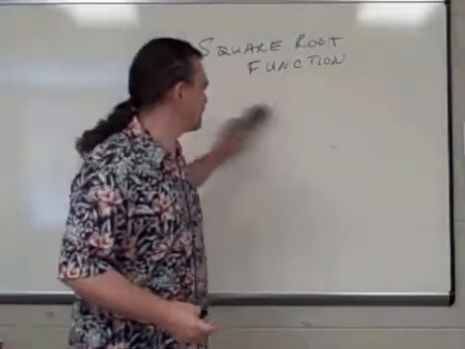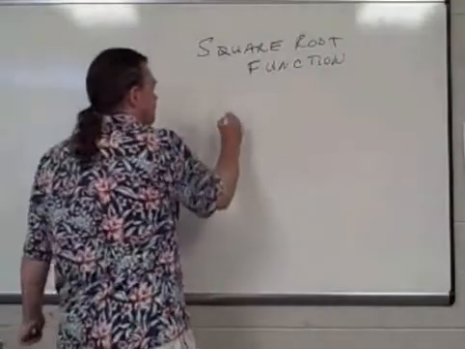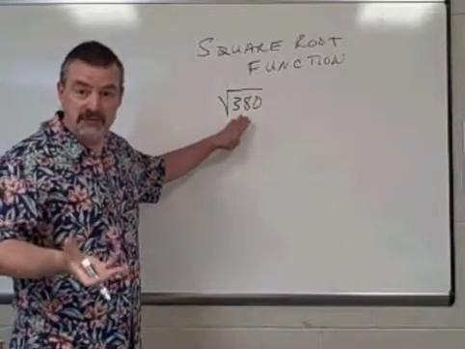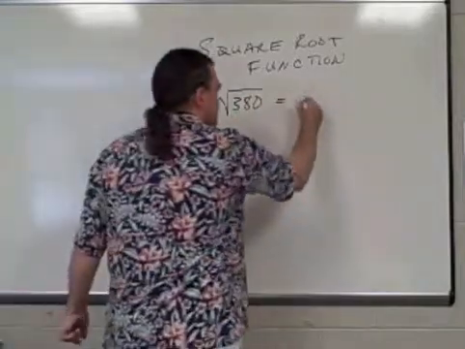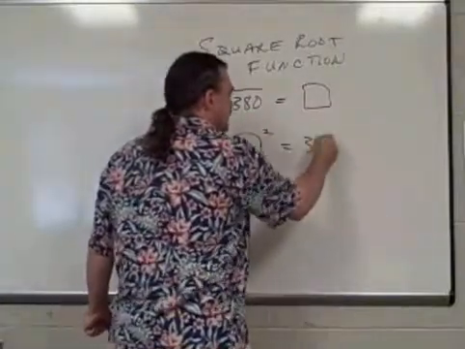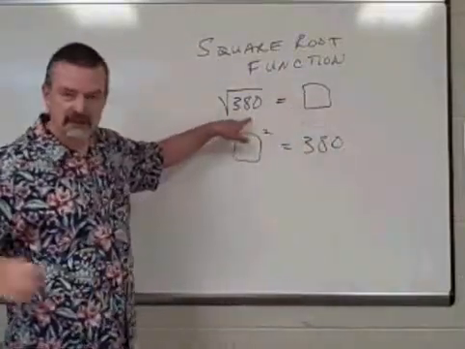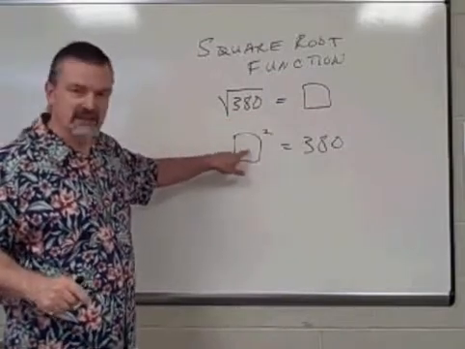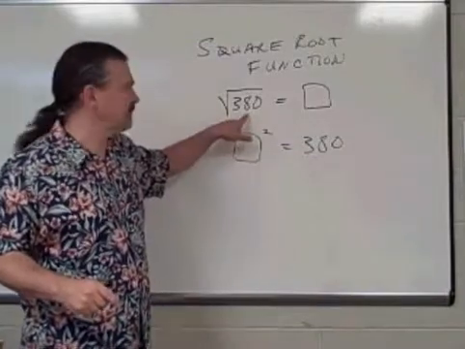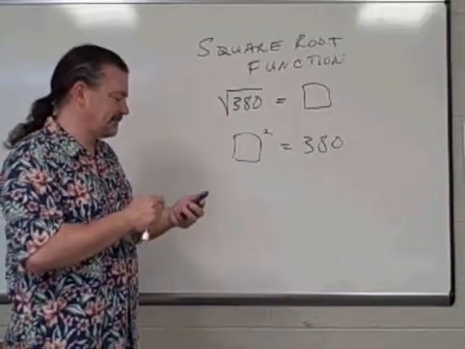Try two more as we finish out this lesson. Use your calculator to find the number that you could square that would make 380. Remember, that's what the square root is. The square root of a number is the number that you can square that will make that number. When you fill in this blank by using your calculator's square root function, you're finding the number that you can square that would make 380. So again, use your calculator to find the square root of 380.